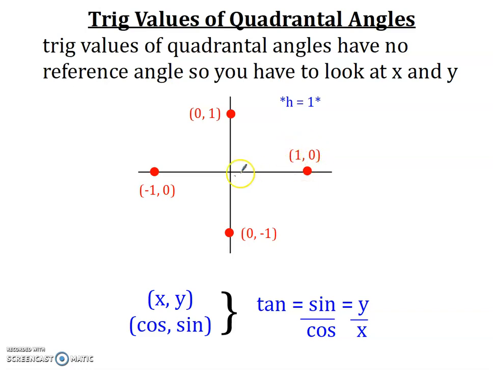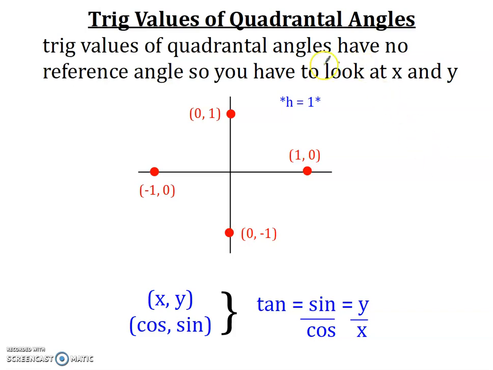This point is 1, 0. That's because we went to the right 1, up nothing. Here we went over 0, up 1. Here I went left 1. Here I went down 1. And the reason we use 1, 0 is it's just the simplest point to use.